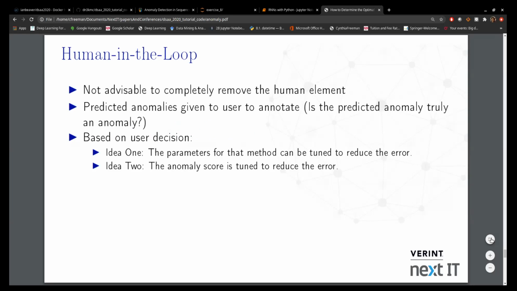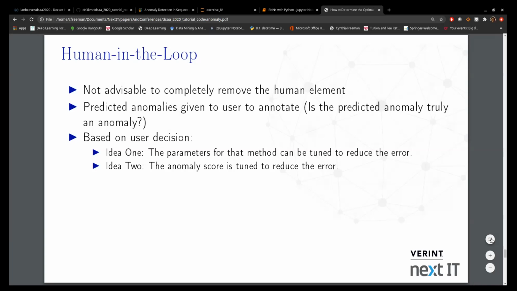So for every selected anomaly detection method, its predicted anomalies could be given to the user to annotate, right? And based on that decision, the parameters for the method could be tuned to reduce the error. But parameter tuning is very dependent on the anomaly detection method. It could be simple, like for example, if a method produces an anomaly score between 0 and 100 with an anomaly threshold of 75, the system could raise the threshold to reduce false positives. And using this feedback, the system learns to minimize false positives for the user data.